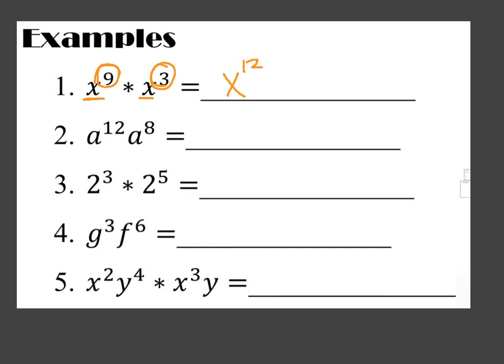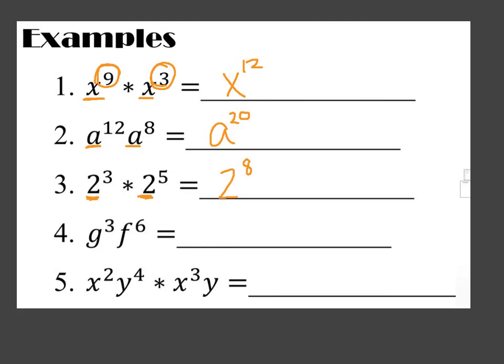If I look at question number 2, I have a to the 12th times a to the 8th. Let's make sure my bases are the same. Yep, they are both a. So I'm going to add up my exponents. 12 plus 8 would make a to the 20th power. Number 3, 2 to the 3rd power times 2 to the 5th power. Check my bases first. They're both 2's, so I'm going to add my exponents. So 3 plus 5 is going to give me 2 to the 8th power.